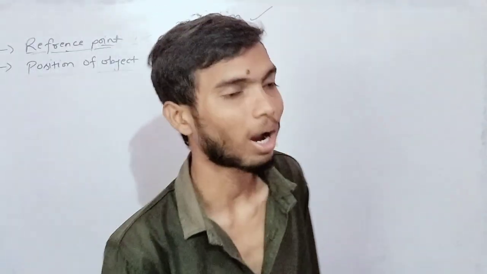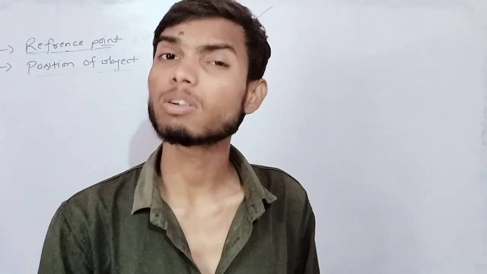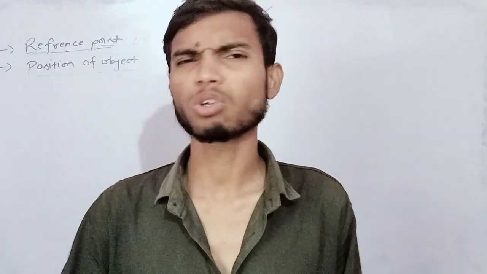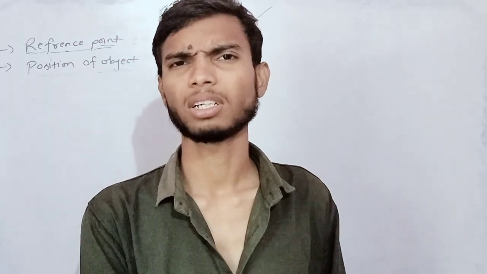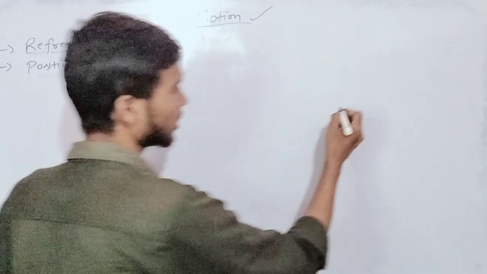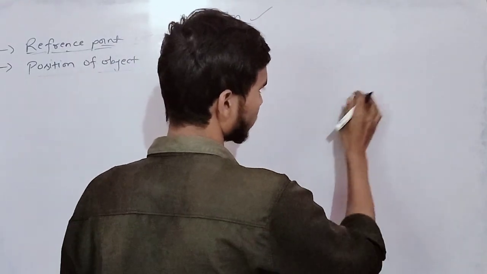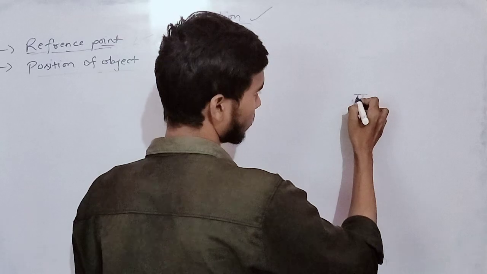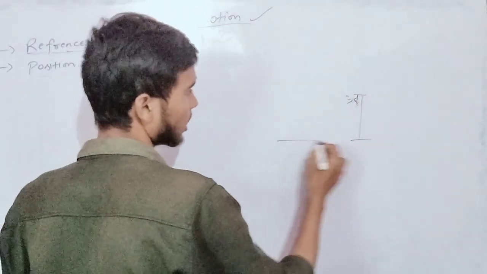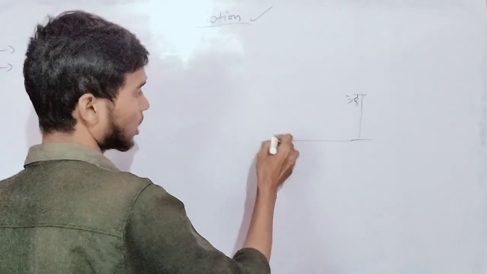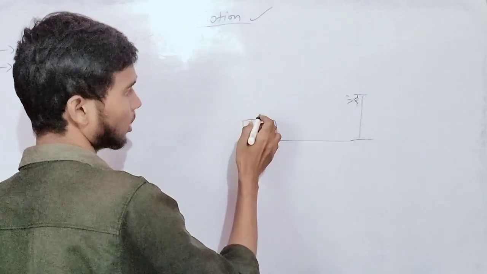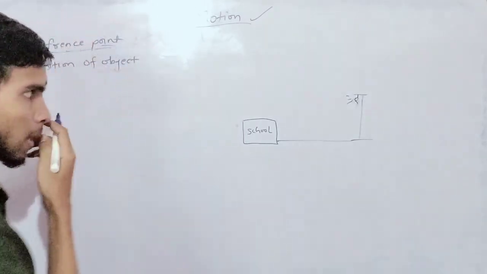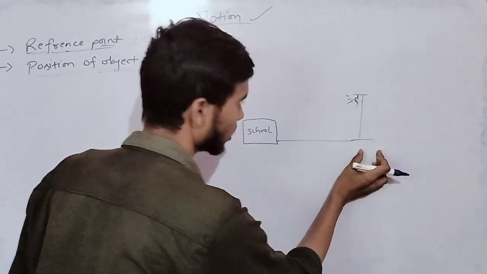Now, position of an object. How do we find the position of an object? Just see who is the observer, and which object is the reference point. Just identify. Let's say this is a tower. Clear? And this is a road. And here is a college, you can say a school. This is a tower. Now this is also an object. Clear?